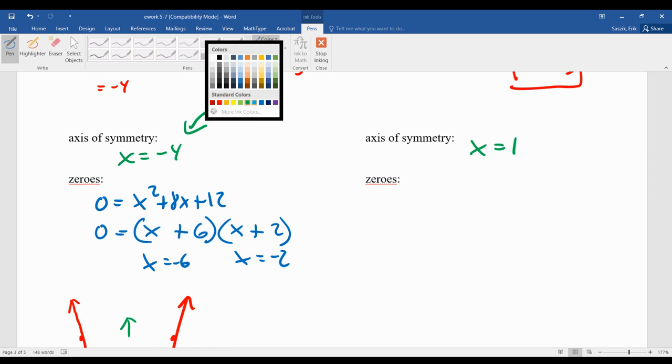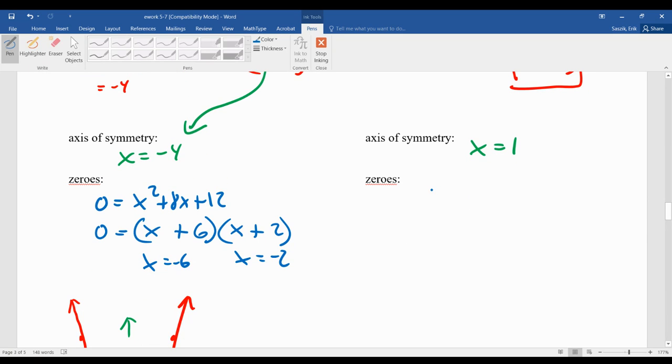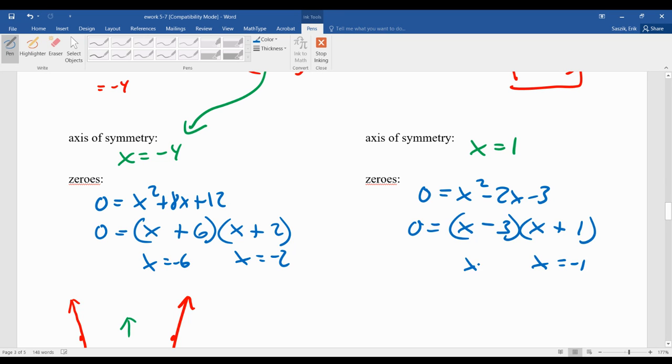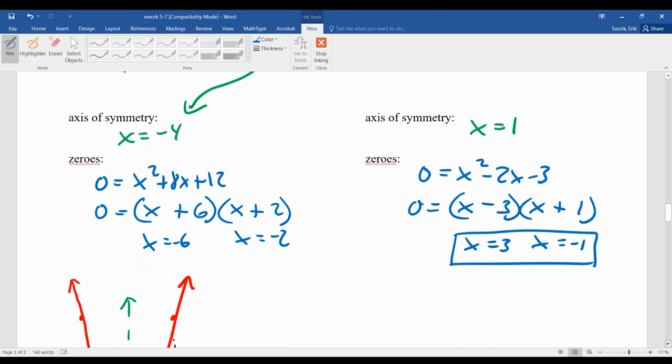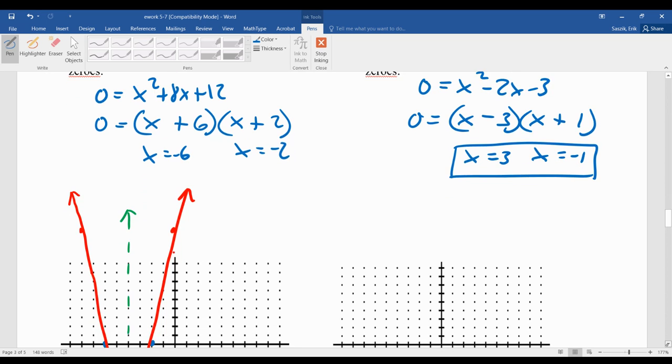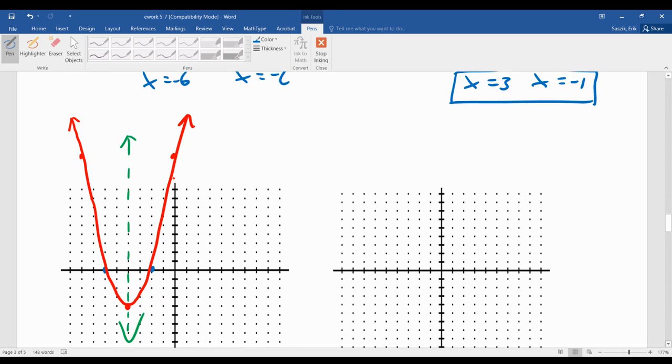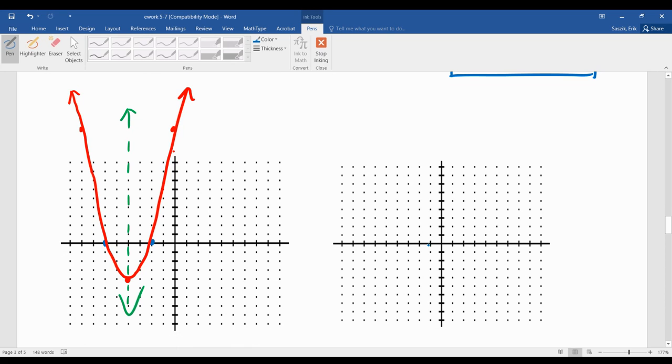I'm going to do the zeros right now, and I'll plot all the points here in a second. So I get x squared minus 2x minus 3. I think this one will, that's not always going to factor. Sometimes you're going to have to use quadratic formula. Just so you know, I get x equals -1 and x equals 3. Those are my x-intercepts. So here we go. 3 and -1 are my x-intercepts. There's the -1. There's the 3.